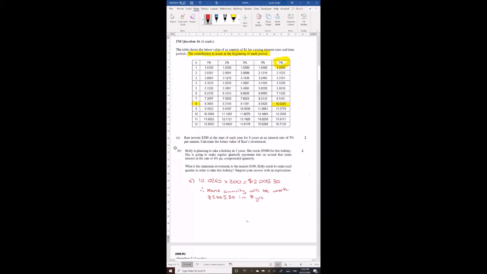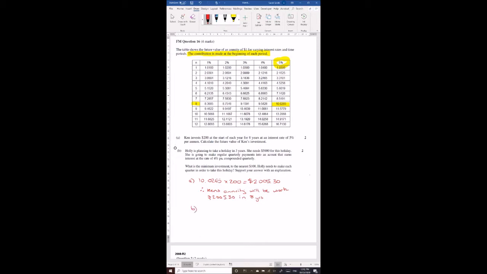For part B, we've got Holly. She's planning a holiday in 3 years. She needs $5,000 for this holiday. She's going to make regular quarterly repayments into an account that earns an interest rate of 4% per annum compounded quarterly. What is the minimum investment, to the nearest 100, she needs to make to have enough for this holiday?